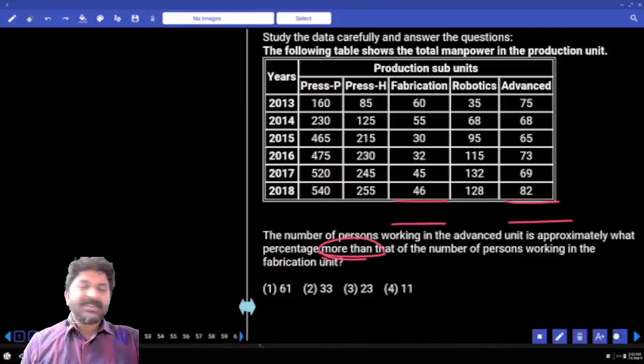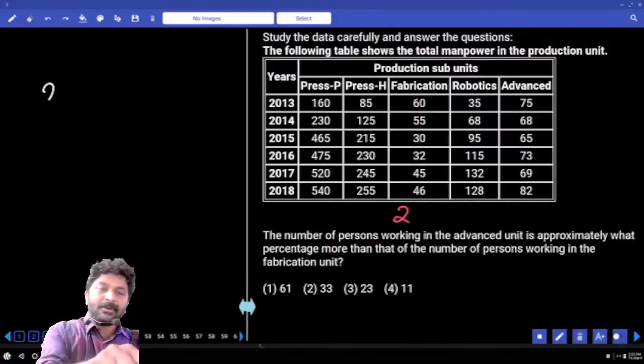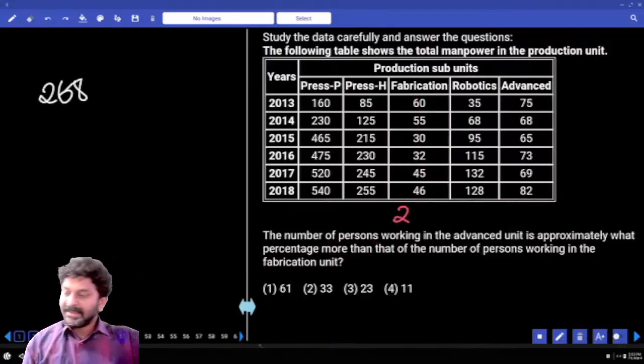Okay, let's first start with fabrication. 40, 40, 80, 60, 140, 60, 200, 250, 268. How much is that? 268. Next, advanced.